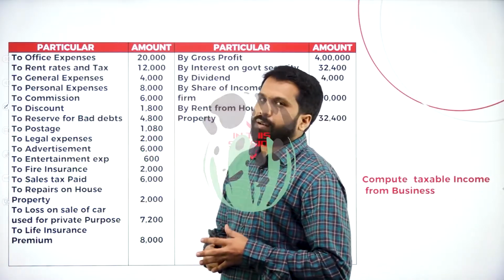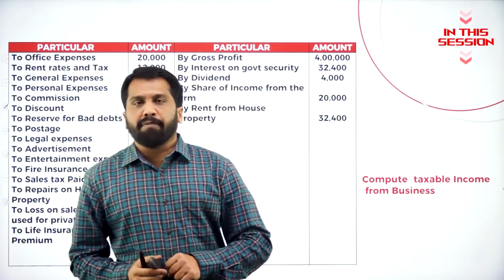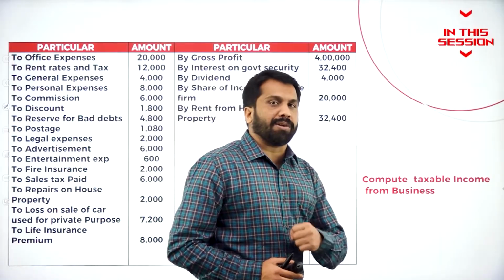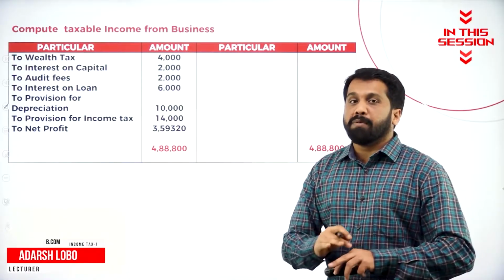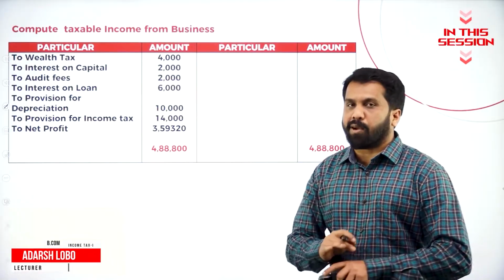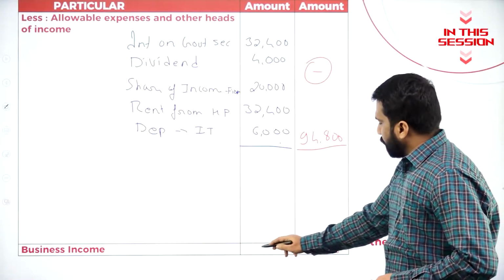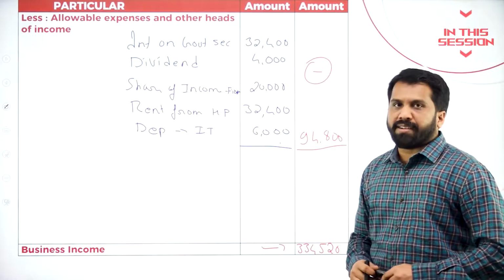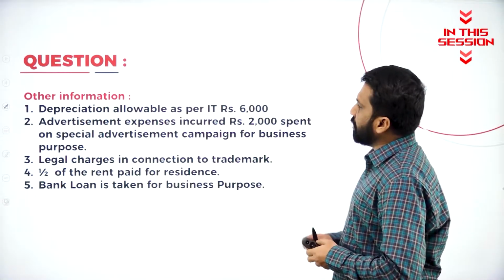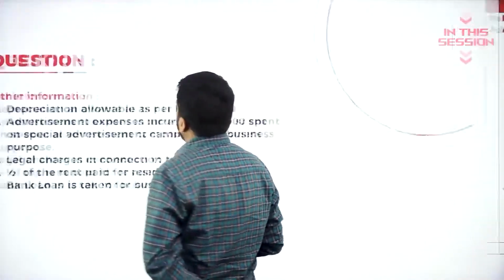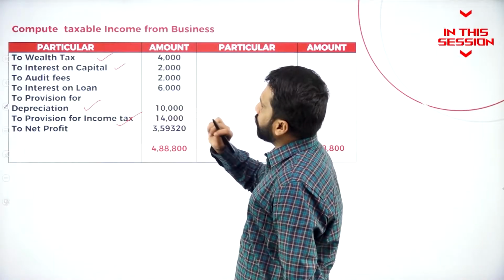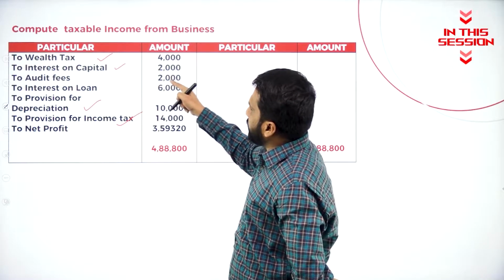Few expenses are related to business and few expenses are not related to business. We have a bank loan taken for business. Whatever interest is paid on the bank loan, we will not consider. Why? Because that is business, not personal. Your business income is 3,34,520. Allowable as per IT, you know that we take it in the minus allowed items. Next, wealth tax is over, interest on capital also over. Next, audit fees, it is part of the business.